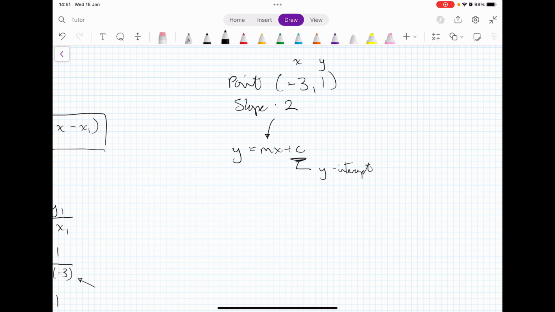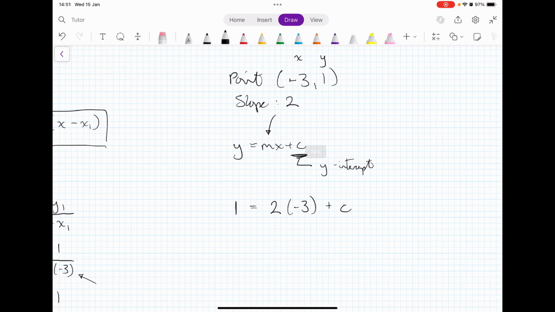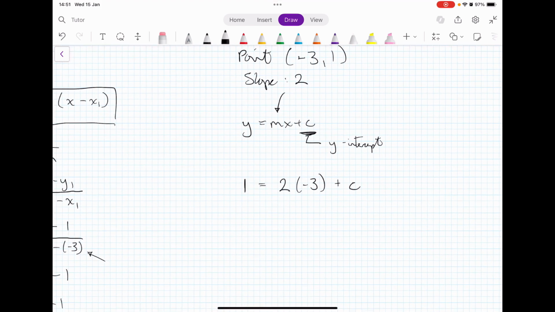So when we do this, we plug in y is equal to 1, the slope is 2, x is minus 3, and then we don't know what the y-intercept is, so we just leave it as plus c. But now we can determine what c is with some basic algebra. So 1 remains the same, minus 6 plus c, and then we bring the minus 6 to the other side, so it becomes c is equal to 7.